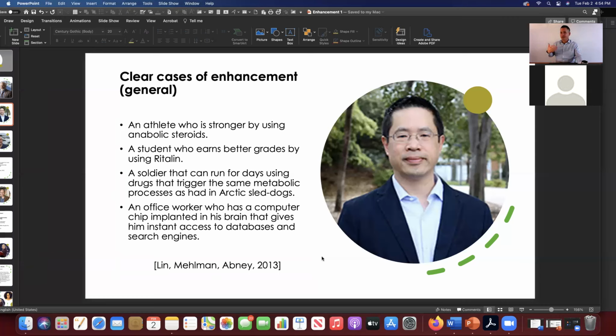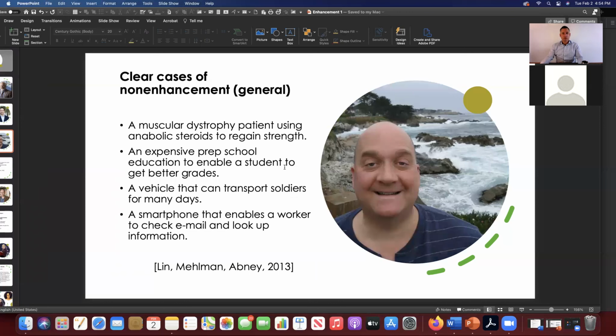Some of them I think you're likely to say would count as therapy. They might be clear cases of therapy even. So I just went more general here and distinguished clear cases of enhancement from non-enhancement, as opposed to making a distinction between clear cases of enhancement and clear cases of therapy, even though there will likely be some overlap in your thinking about these things.